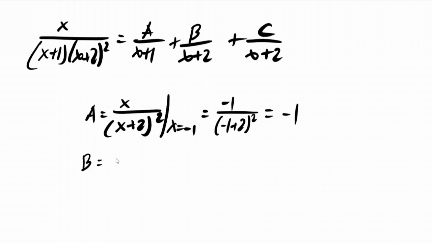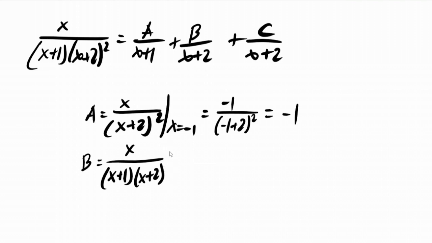For letter B, once again copy x and then cover up x plus 2. But there's a squared, so we'll have x plus 1 times x plus 2, since we can only cover up one of the square of x plus 2.